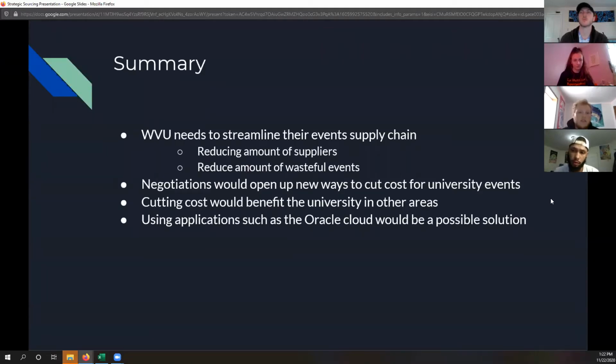We also need to reduce the amount of wasteful events. By cutting back on having the same event over and over again, you're going to get more attendance if you have it one time, or if we do something to plan out the attendance of the event. Negotiations would open up new ways to cut costs for university events. Cutting costs would benefit the university in other areas, as Haley discussed, and using applications such as the Oracle Cloud would be a possible solution.